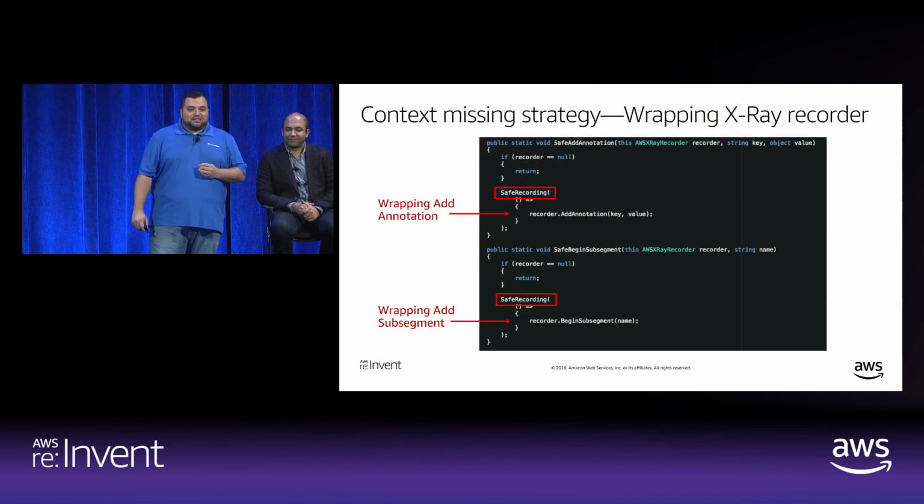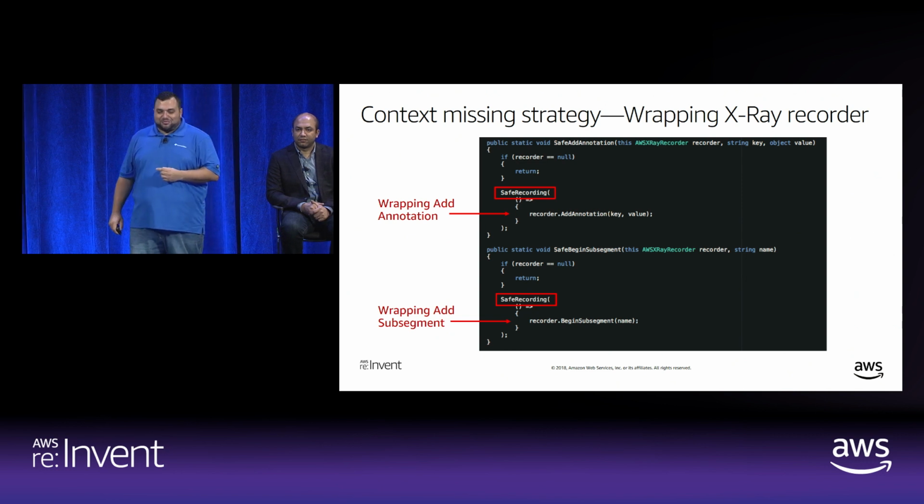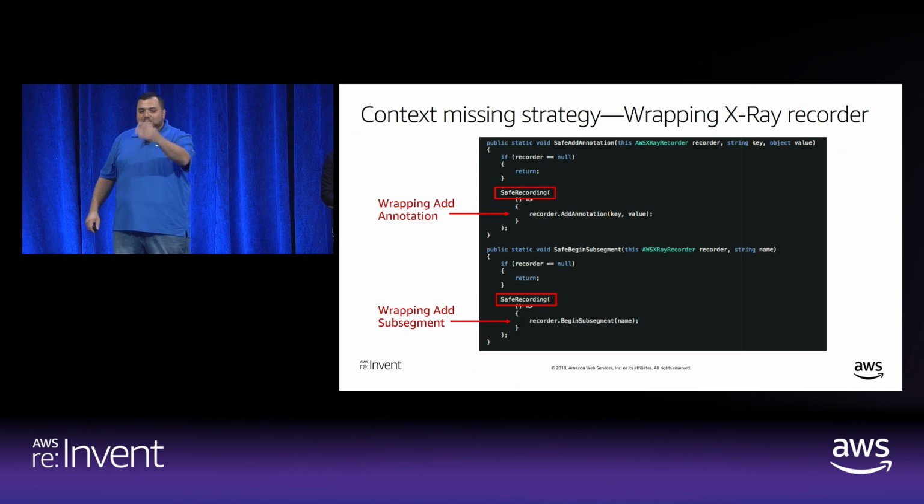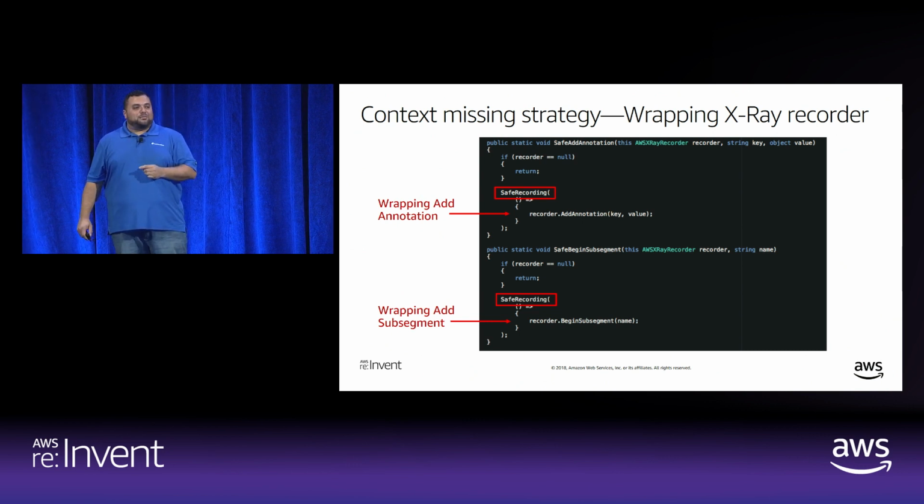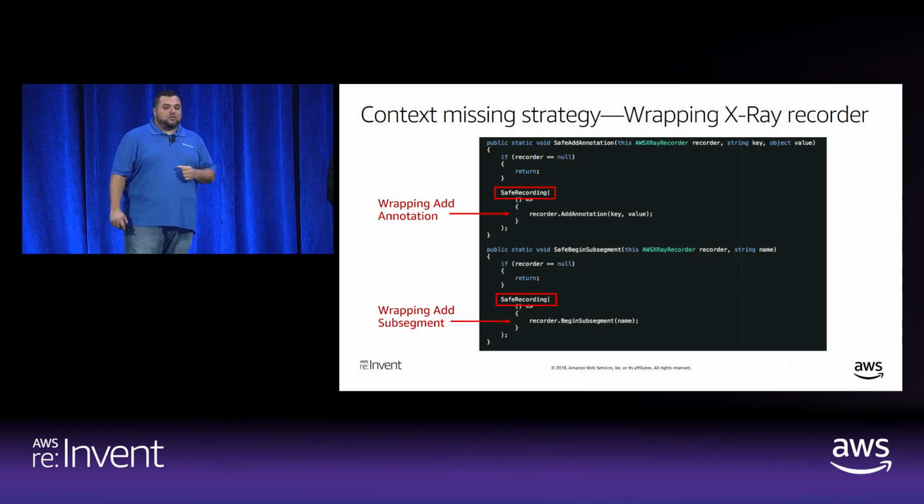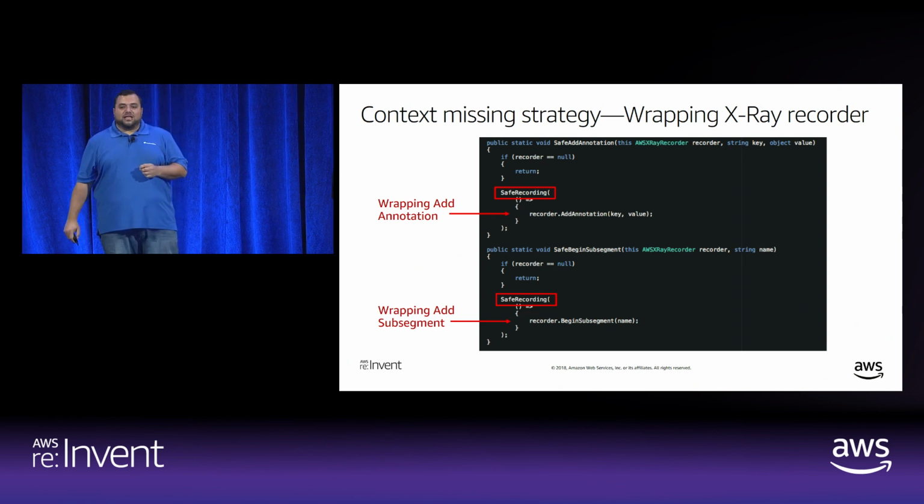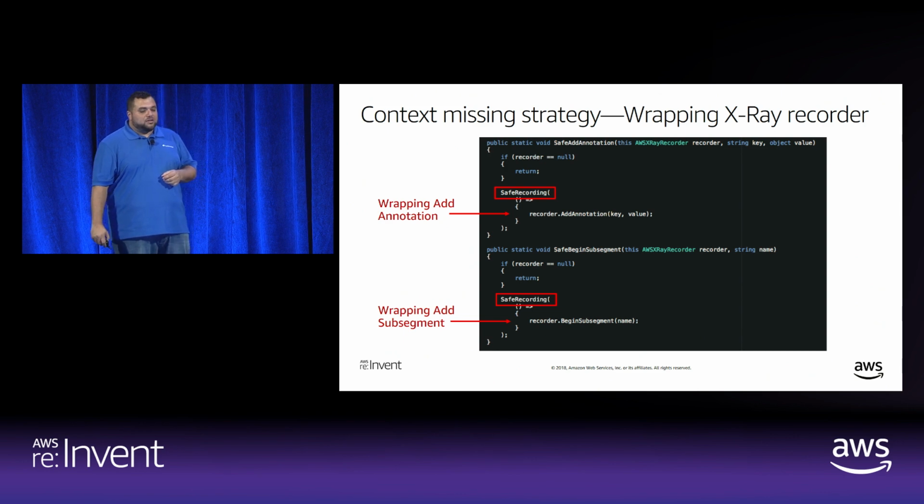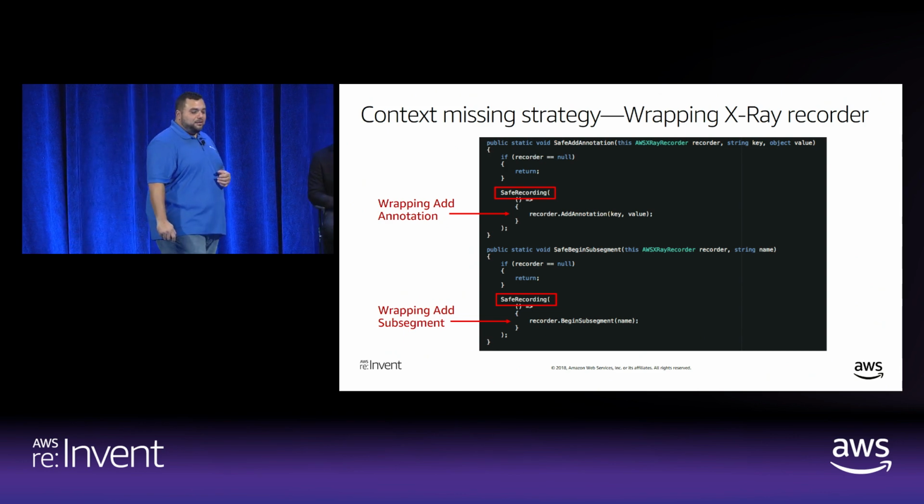So context missing strategy, this is one of the things that we learned the hard way. We had many services all over the place in the cloud. Some of these services are trying to update a segment. That segment doesn't exist. And then we end up with service crashing. So in order to avoid that in the future, we built a small library to wrap the X-ray recorder, basically wrap the X-ray actions, and we call it a safe recording.